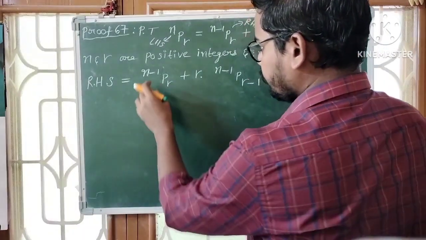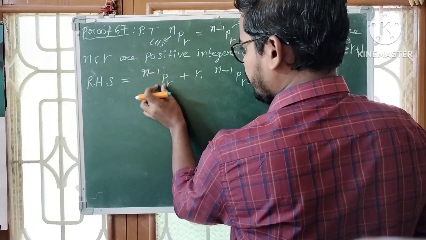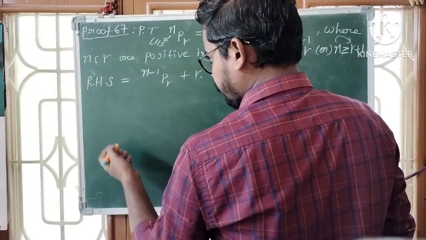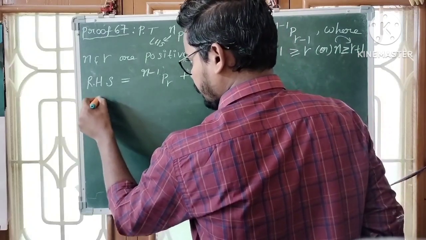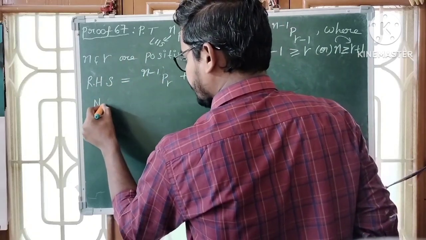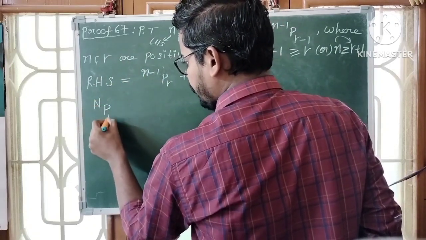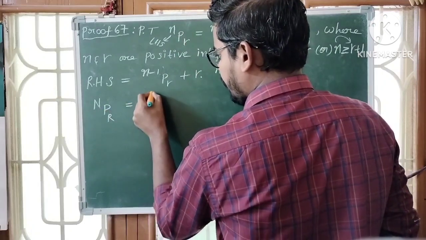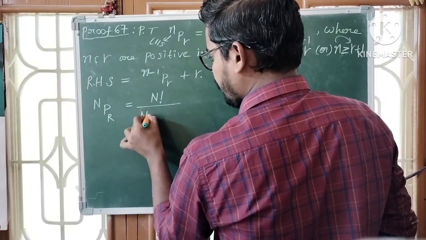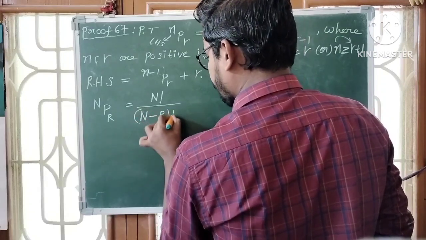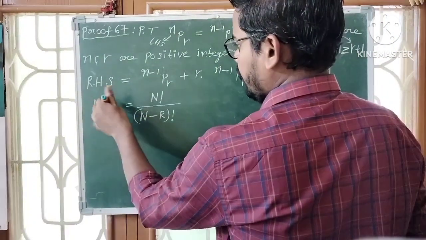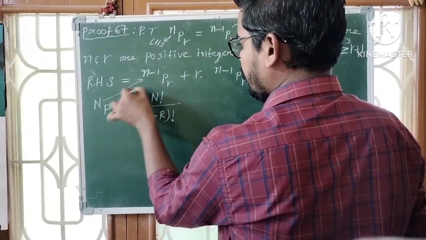First of all, here n-1 Pr is like nPr. So what is the formula for nPr? Actually we should take small letters, but to avoid confusion, I'm considering capital letters nPr. The nPr formula is n factorial by n minus r factorial. Here N is equal to n minus 1, and capital R is equal to small r.